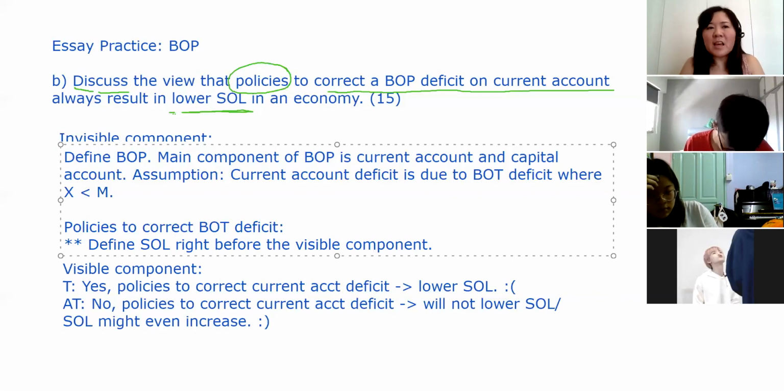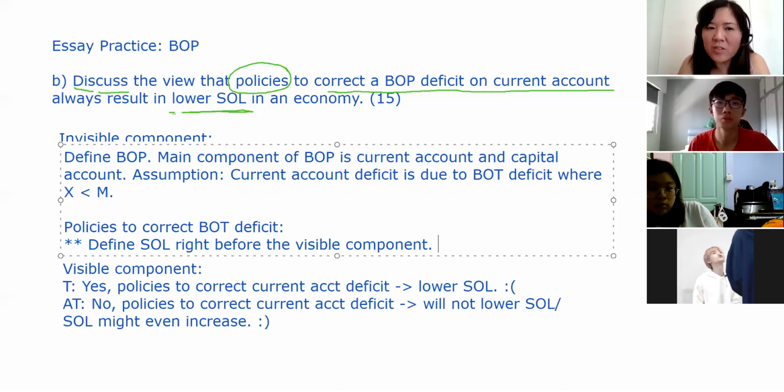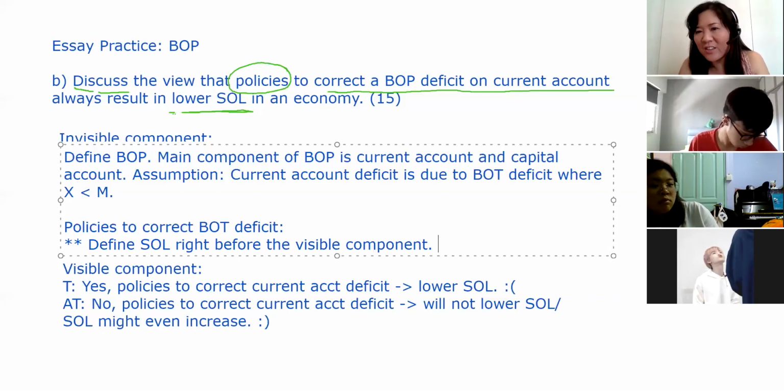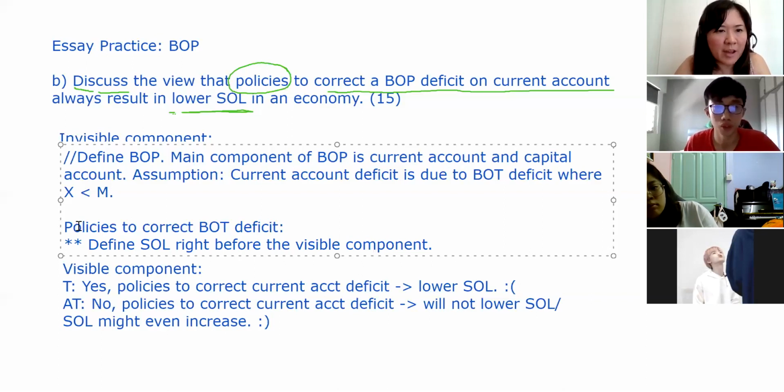Because then you may ask me, why can't I define standard of living in my invisible component, much earlier in the introduction? The answer is you cannot, because you won't actually need to talk about SOL until much later. So it won't flow that nicely. In terms of paragraphing, this is one paragraph. And for the policies, one policy, one paragraph. So this is another policy.